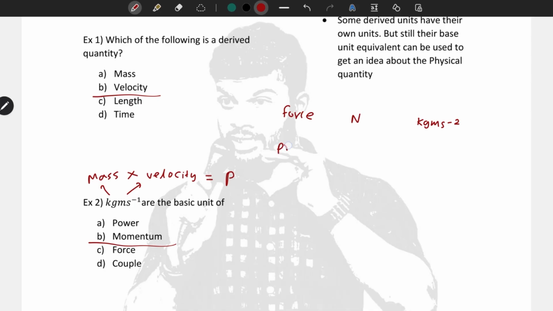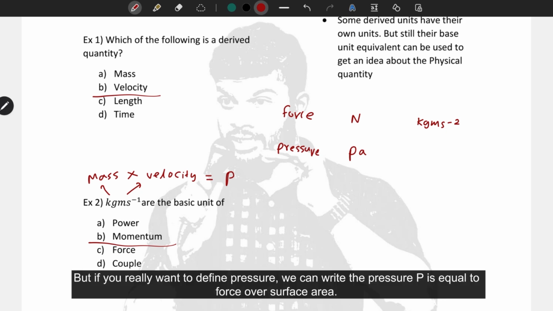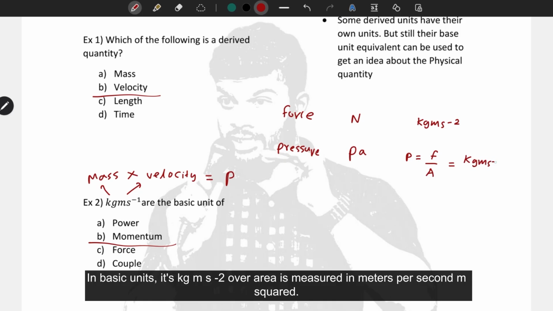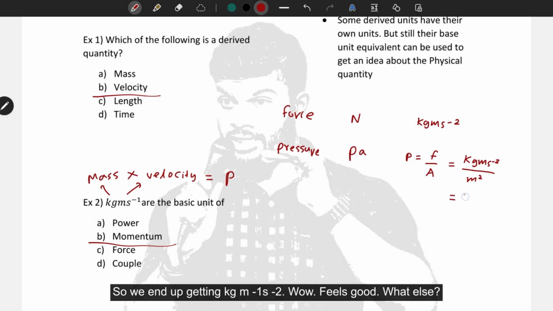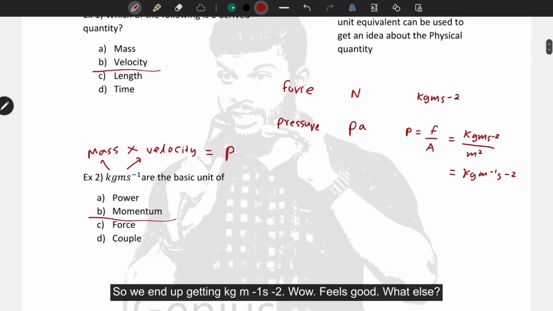And we have pressure. The unit of pressure is pascals, right? It's a special unit. But if you really want to define pressure, we can write the pressure P is equal to force over surface area. So the unit of force in basic units is kg m s minus 2, over area, which is measured in meters squared, m squared. So we end up getting kg m minus 1 s minus 2. Wow, feels good.